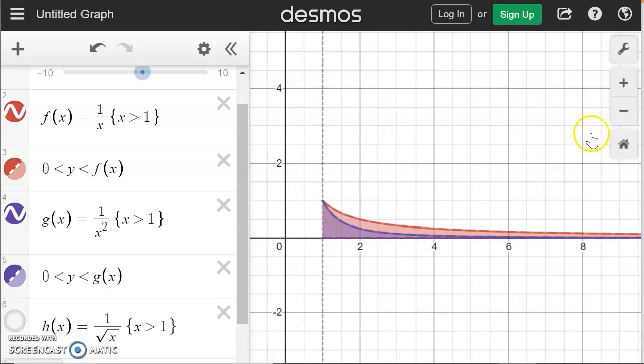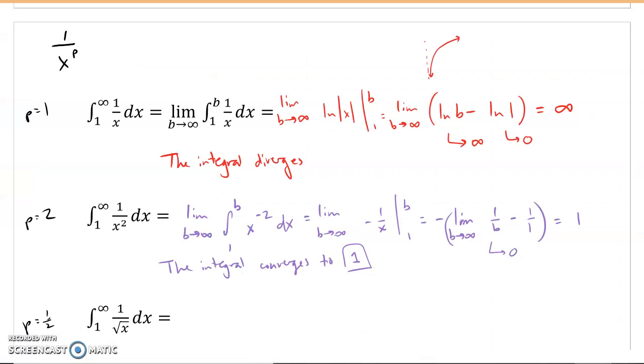As x gets bigger and bigger and bigger, we're accumulating more area. But in the purple, we're not accumulating enough more area for it to grow without bound. It levels off at 1. Whereas the red, again, does not have a bound. It keeps on growing and growing and growing without bound forever. All right, fantastic. And then we've got one more to do.